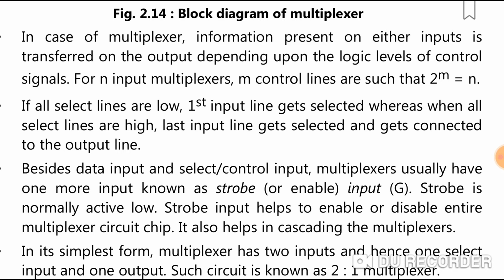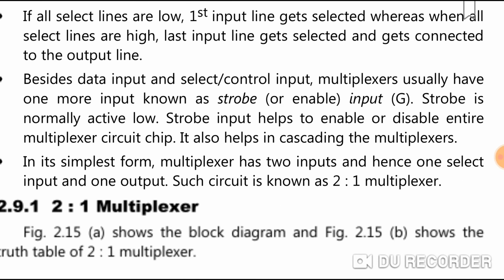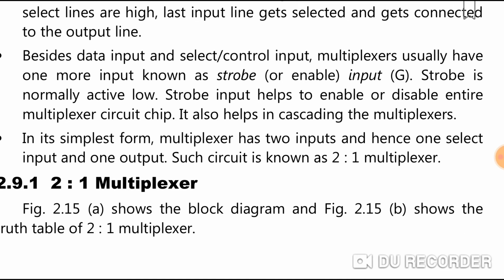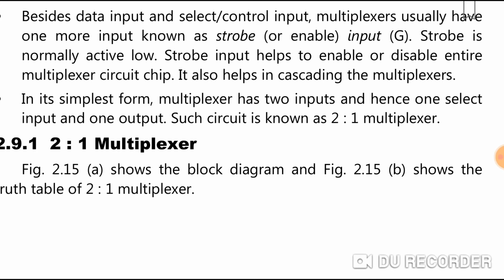So when all select lines are low, the first input line gets selected, whereas when all select lines are high, the last input line gets selected and gets connected to the output line. Besides data input and select control input, multiplexers usually have one more input known as a strobe or enable input G. Strobe is normally active low. Strobe input helps to enable or disable the entire multiplexer circuit chip. It also helps in cascading the multiplexers.